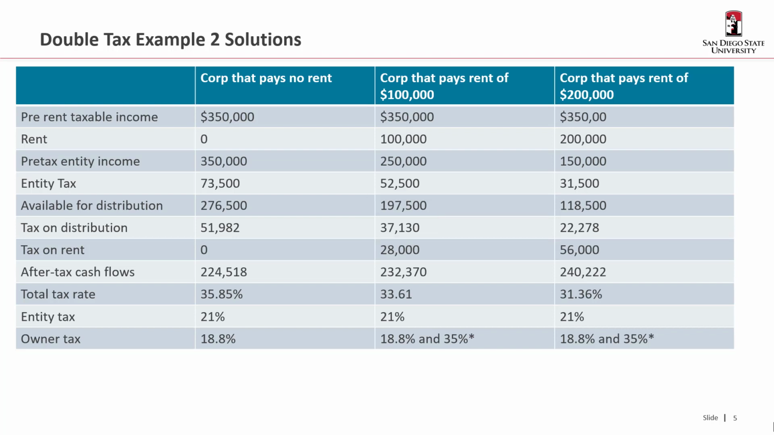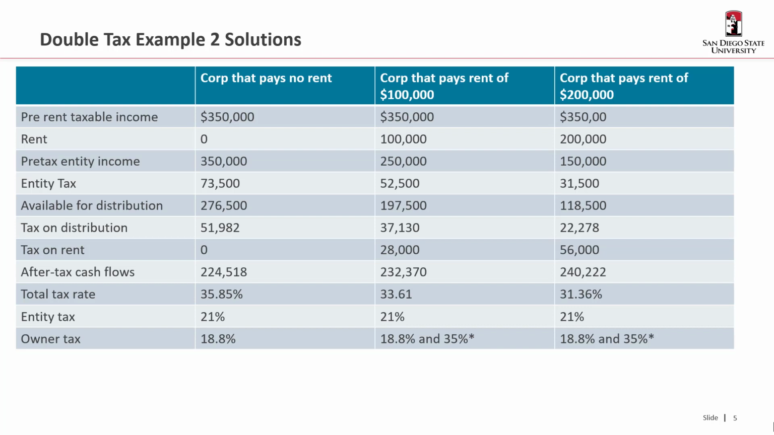She also receives rent. That rent is ordinary income. And again, it would be taxed at 35%, but due to the QBI deduction, it's only 28%. That leaves after-tax cash flows of $232,370, or just above 33.5%. So you can see that by shifting some of the income out of the double taxation, even though it's taxed at the higher rate, 28% post-QBI deduction as opposed to 18.8%, she still comes out ahead.